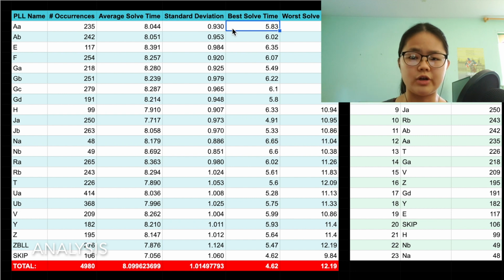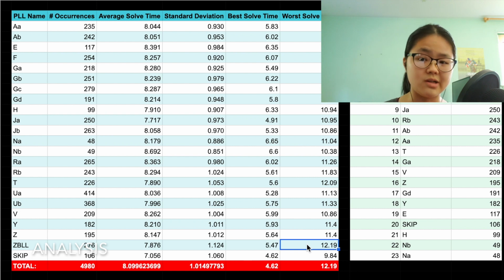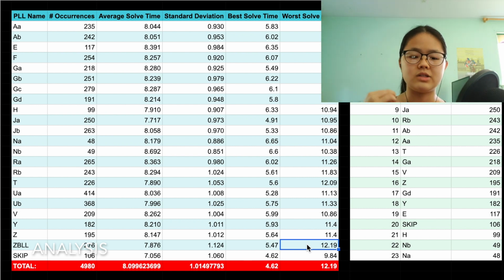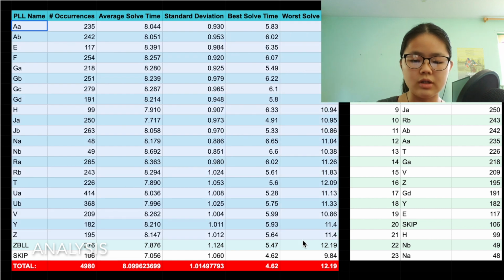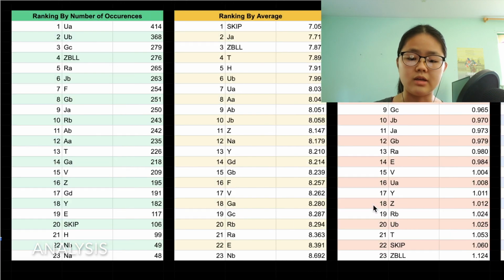And of course, just for interesting purposes only, I looked at the best solve time and the worst solve time of each PLL. Obviously, as you can expect, the best solve time was on a skip, but some of these worst times, my worst was actually on a ZBLL, and that was probably because I still am learning a lot of ZBLL, so I maybe got one that I just learned and it took me a couple seconds to recognize it and to execute the solve. So yeah, this is the aggregate data over all PLLs, and then I rank them by the number of occurrences, the average, standard deviation, and then best and worst solve.